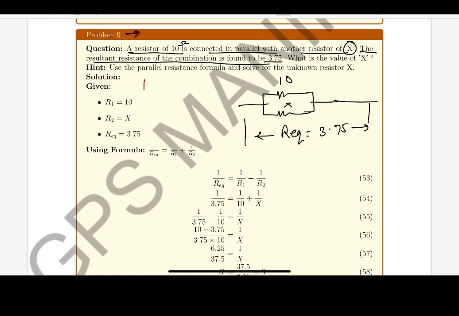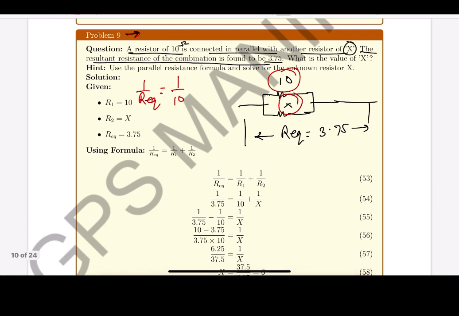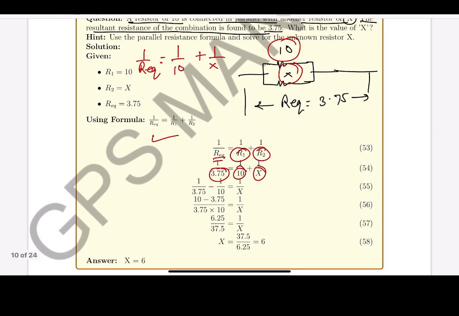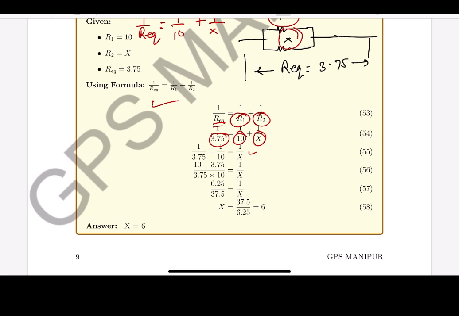1 by Req equals 1 by 10 plus 1 by X. Okay, we'll use this formula. So look here, 1 by Req, what is Req? Req is 3.75. What is R1? 10. R2 is X. Now if I calculate, you will take this one this side, it will become minus here. I'm going to find out 1 by X.